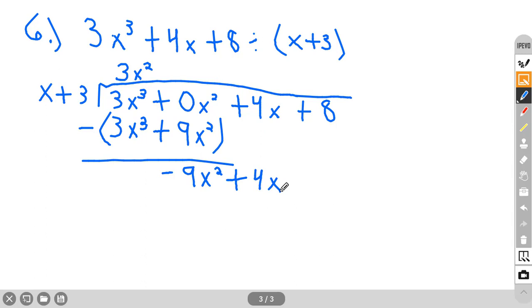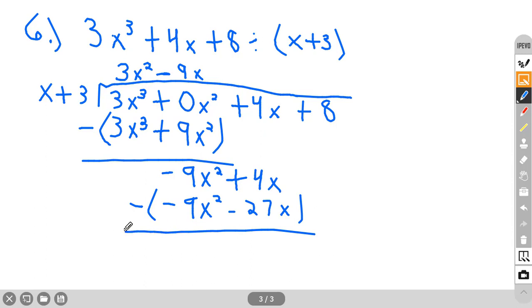I ask myself, what times x will give me negative 9x squared? So that answer is going to be negative 9x. So I'm going to multiply. So I take negative 9x times x, I get negative 9x squared. And negative 9x times 3 is going to be minus 27x. Now I go ahead and subtract. So when I subtract, I get negative 9x squared minus 9x squared is 0. And 4x minus 27x is going to be 31x. Okay, now I bring down my plus 8, and I repeat the process.